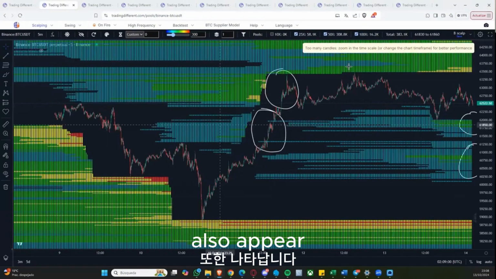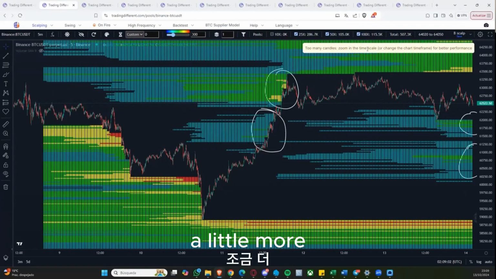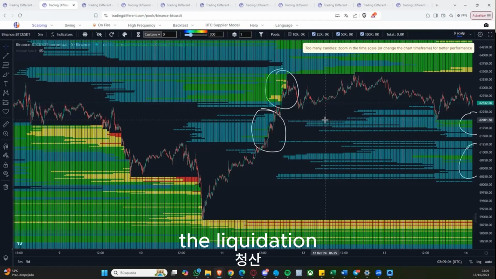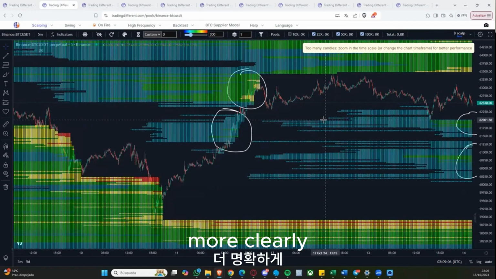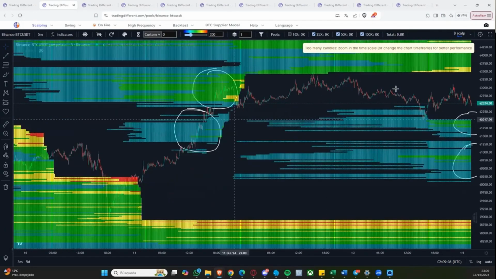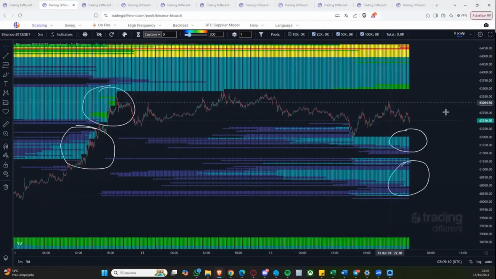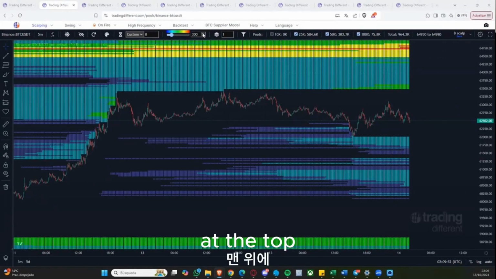A message will also appear asking you to zoom in a little more to optimize viewing. This helps the liquidation heat map load more clearly. At the top, you will see the different leverage levels, which indicate liquidation zones. If I disable all levels, we will see each one separately.